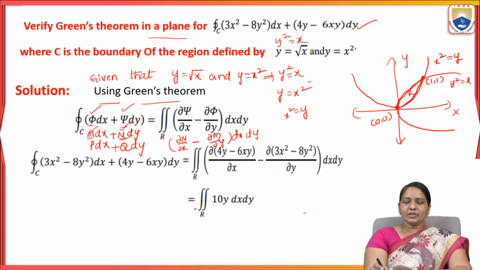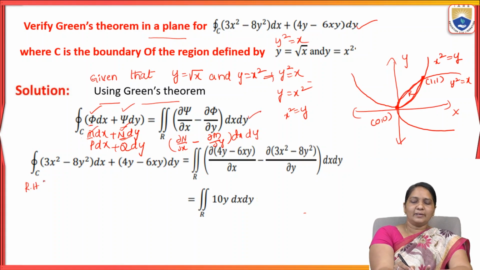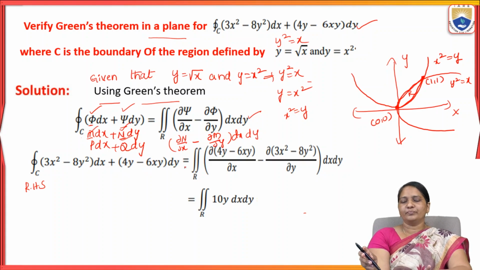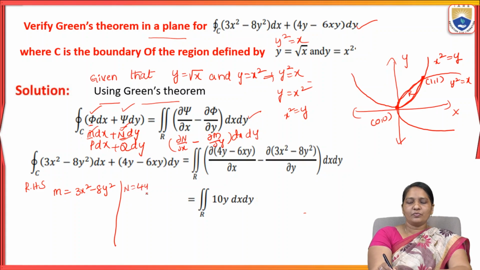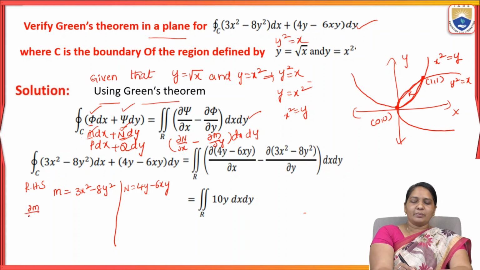Now I am going to calculate the RHS part. Integral over c of (3x square minus 8y square) dx plus (4y minus 6xy) dy. First of all, what is the M value? M is 3x square minus 8y square. What is the N value here? N is equal to 4y minus 6xy.